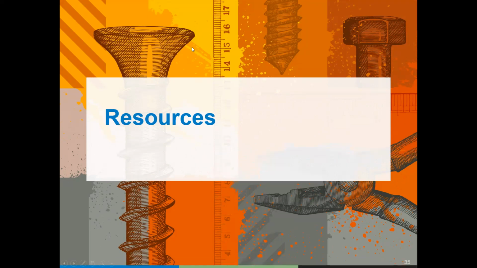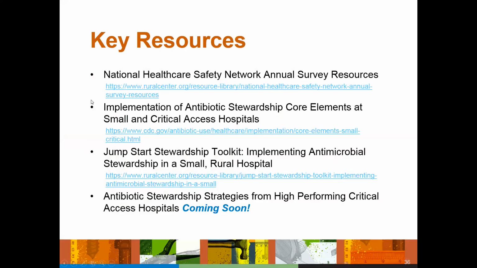Some of the resources that we have available to support you: there are the annual survey resources. The CDC has put together an implementation guide for antibiotic stewardship at small and critical access hospitals. Some folks in the Northwest region of the US put together a Jumpstart Stewardship Toolkit, a guide that they walk through during a full day workshop with participants to help them think about how they're going to implement antibiotic stewardship at their facility. And then we will be releasing the outcomes of our focus groups soon, sometime this summer, so be watching for that.